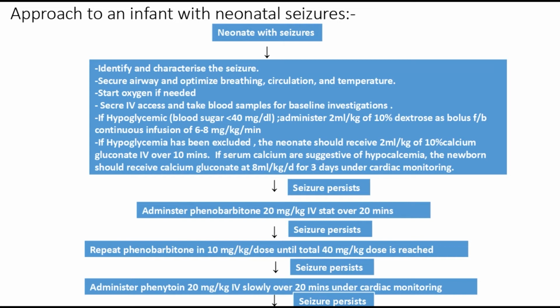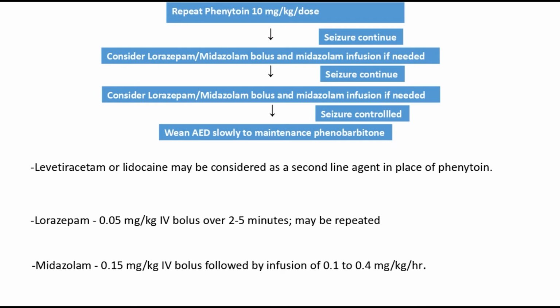And if hypoglycemia and hypocalcemia are ruled out, and seizure persists, we have to administer phenobarbital 20 mg per kg IV stat over 20 minutes. And if seizure persists, repeat phenobarbital at 10 mg per kg per dose until a total of 40 mg per kg is reached. And if seizure still persists, administer phenytoin 20 mg per kg IV slowly over 20 minutes under cardiac monitoring. If seizure persists, repeat phenytoin 10 mg per kg per dose.